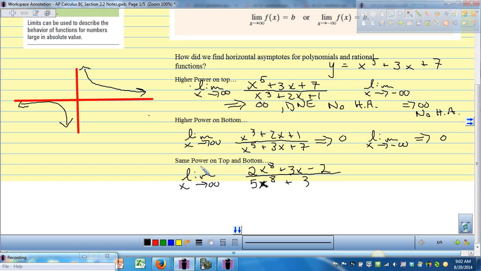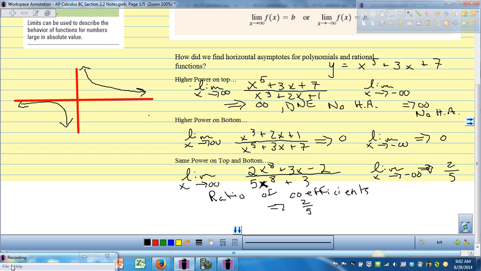So to find it when we have the same power on top and bottom, we take the ratio of the coefficients of the highest degree. So the limit will equal 2/5. All right, what about if we go to negative infinity? What's going to happen then? Same thing, still 2/5.